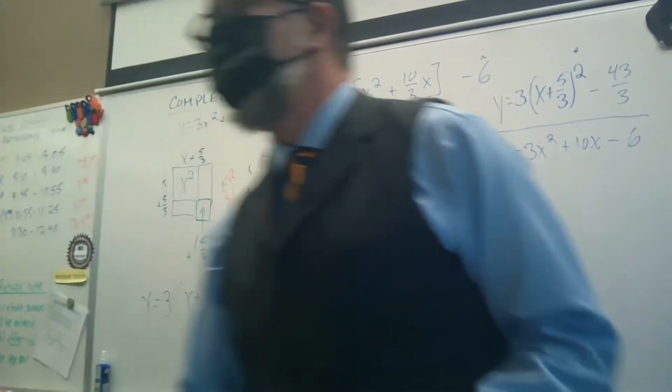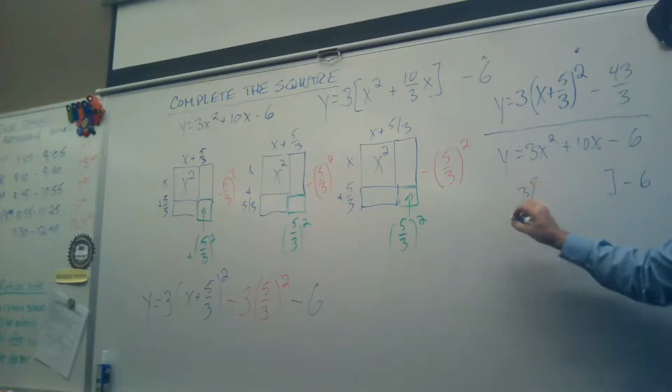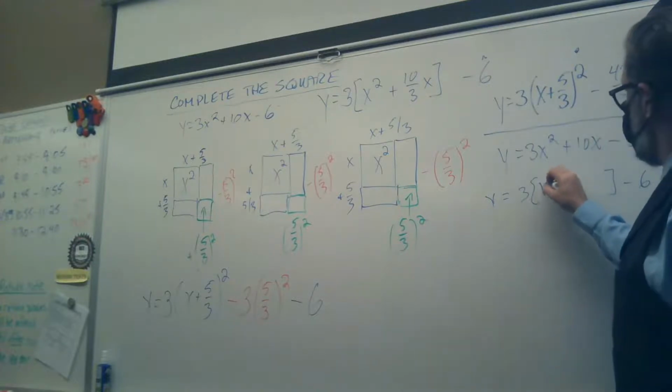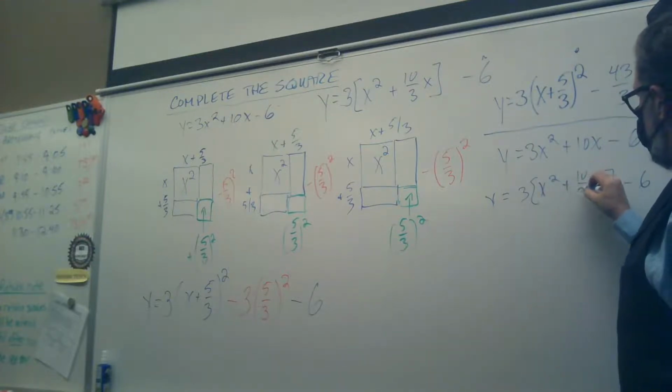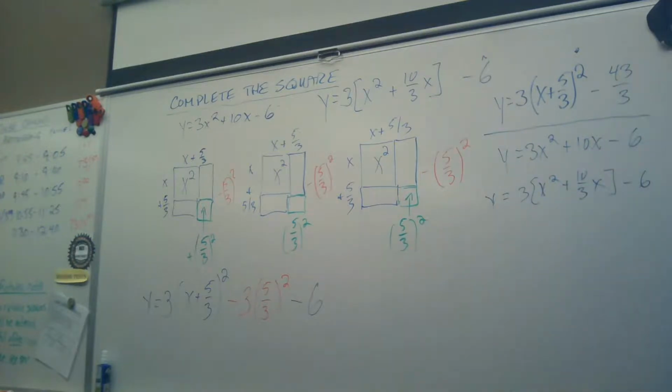Here's the quick way. Ignore the 6. Factor out the 3. This becomes x squared plus 10 thirds x. So far, that's just what I wrote there. Okay?